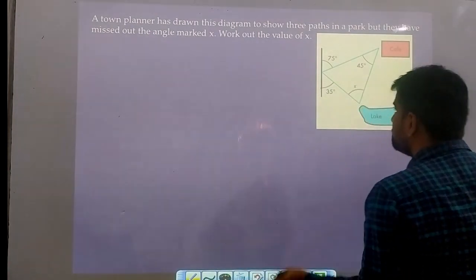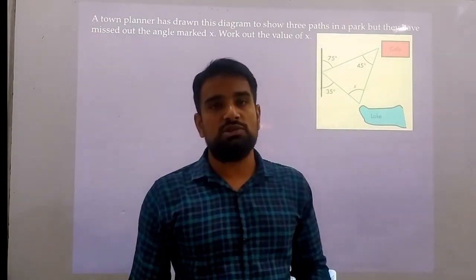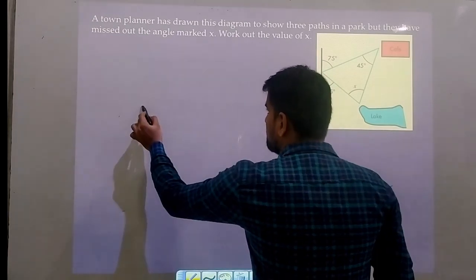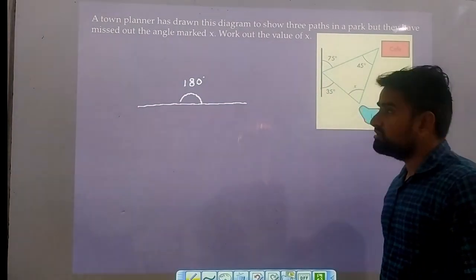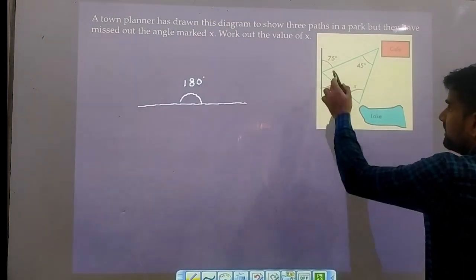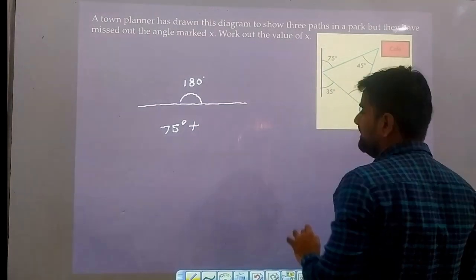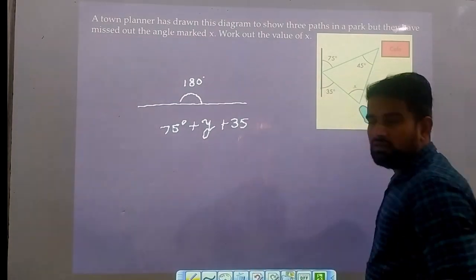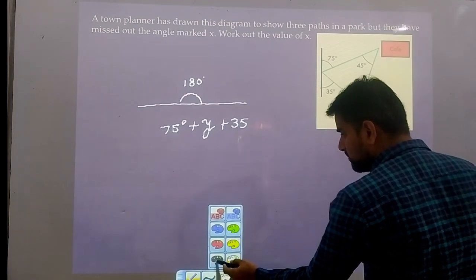35 degrees. If this is 75 and this is 35, then we know that the angles on a straight line equal 180 degrees. If I make a straight line, then on a straight line this angle is equal to 180 degrees. That means these three angles are also equal to 180 degrees. So now 75 degrees plus whatever angle it is, let's say this is y, plus 35. Let's mark it as y.